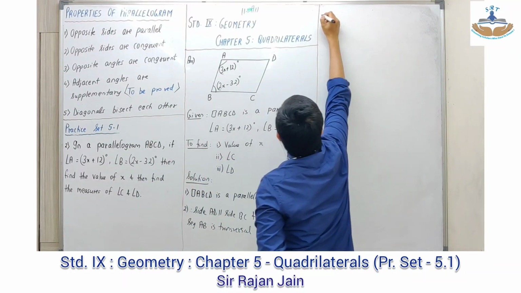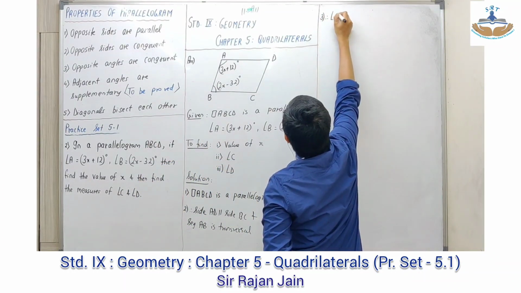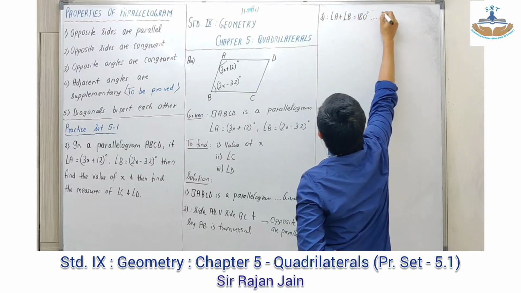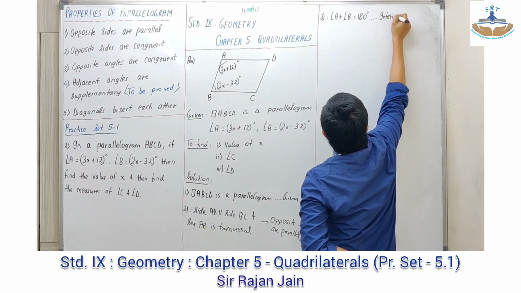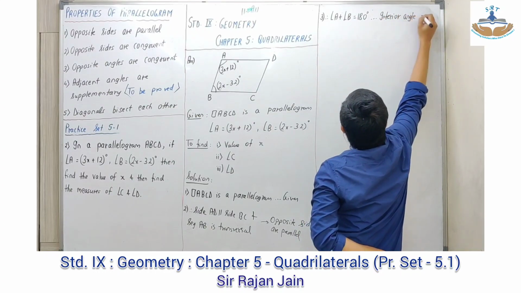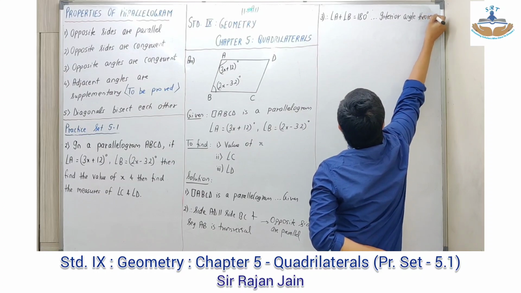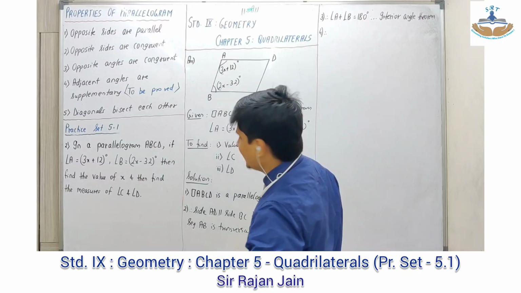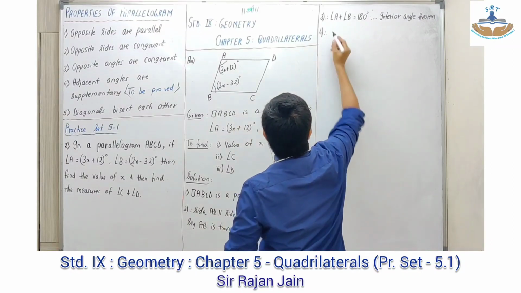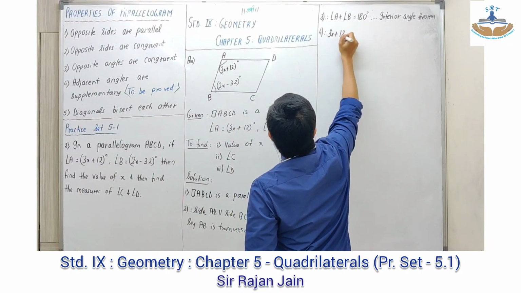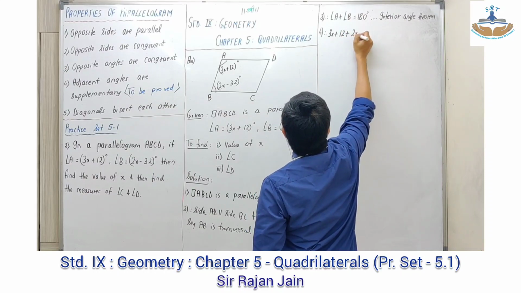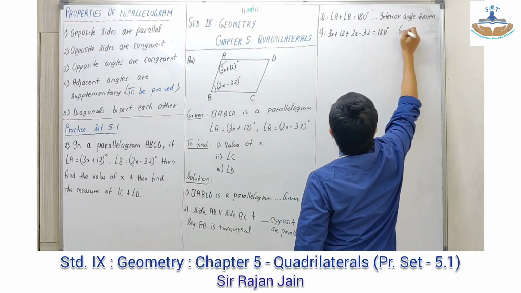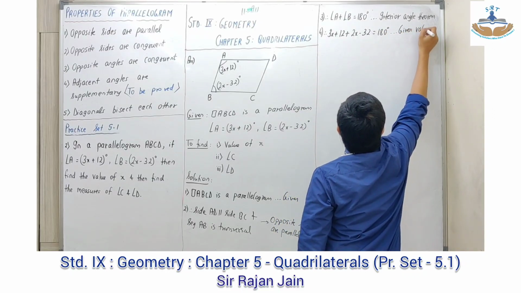Okay, then you will say therefore angle A plus angle B is equal to 180 degree. Reason you can write interior angle theorem. Okay, then you will substitute angle A and angle B के जगह पे their values. Angle A given in the question as 3x plus 12 plus angle B given in the question as 2x minus 32 is 180. Reason you will write given values.